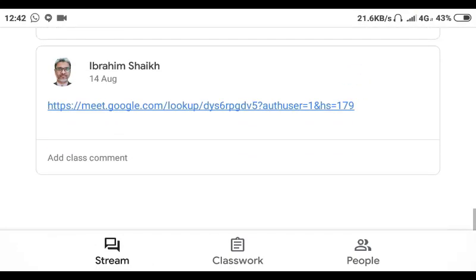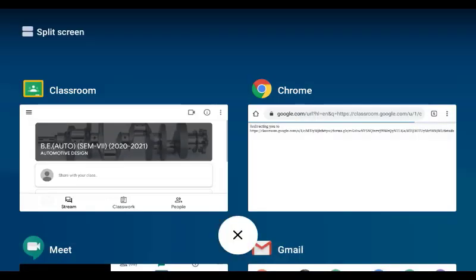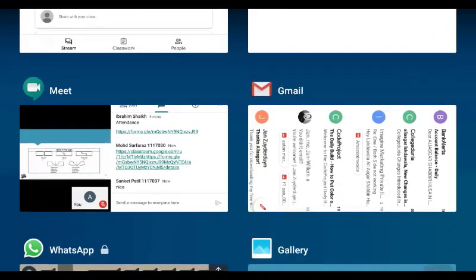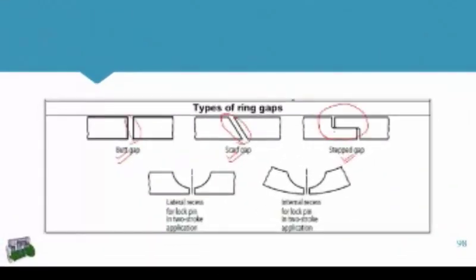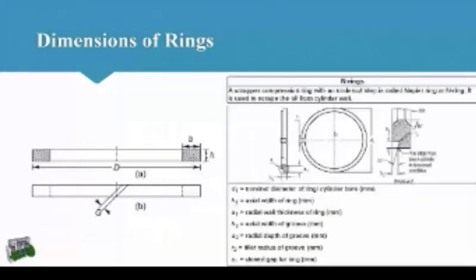Okay, so this is one end where both the ends are, but they face each other. This is basically called a scarf end, and this is called a step end. Let's have this idea.